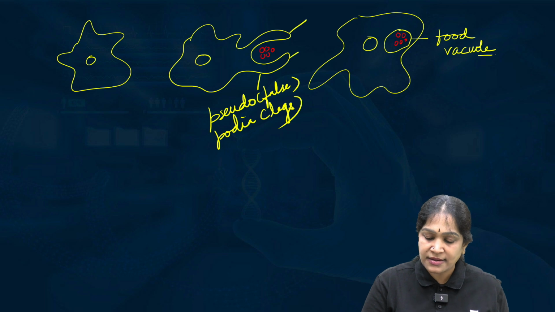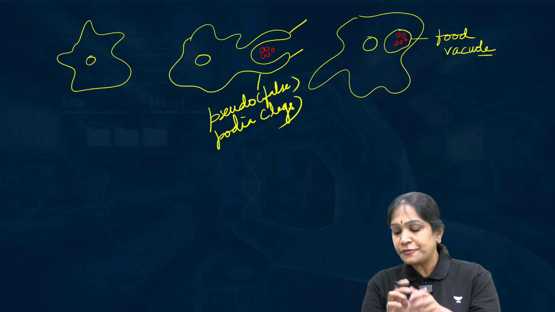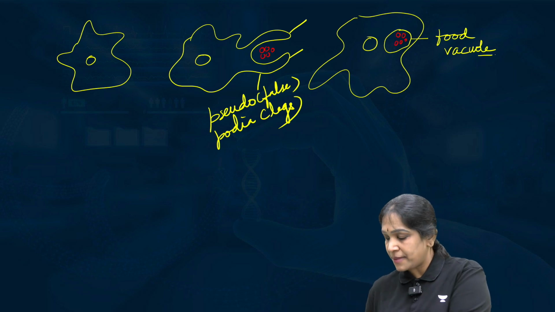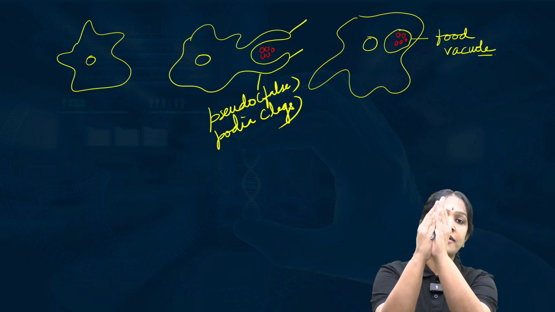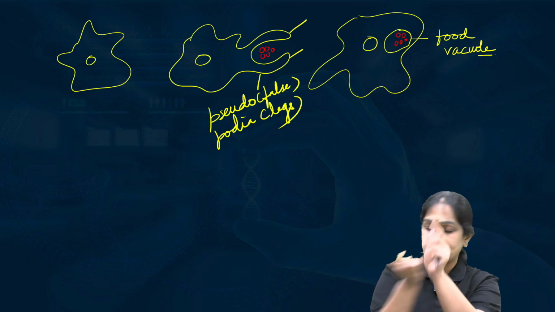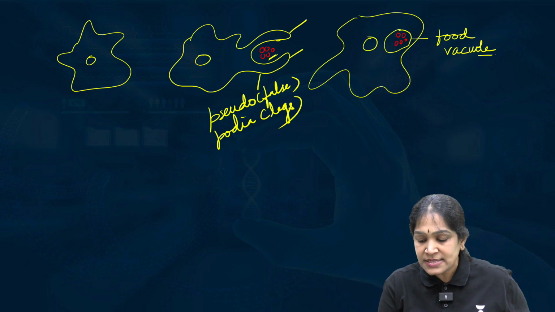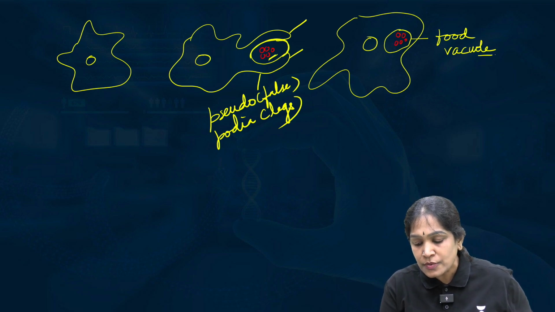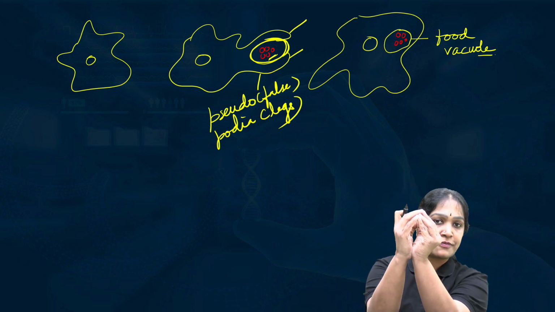If you see, these are the pseudopodia. Is it clear? Then let us suppose the food comes from here. Imagine the food comes from here, and then the pseudopodia will catch the food like this. And then what happens? This pseudopodia will enclose, it means it will surround the food like this.